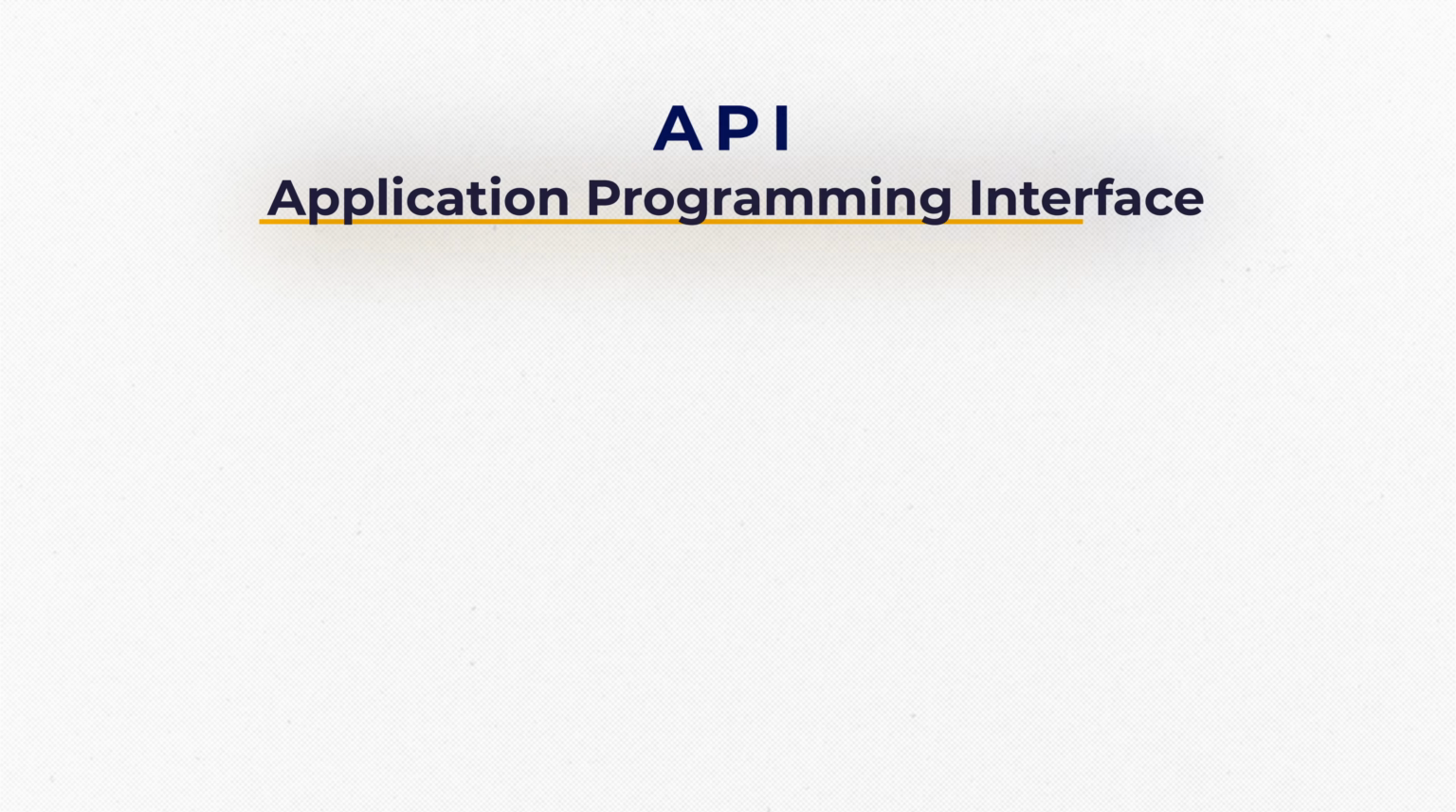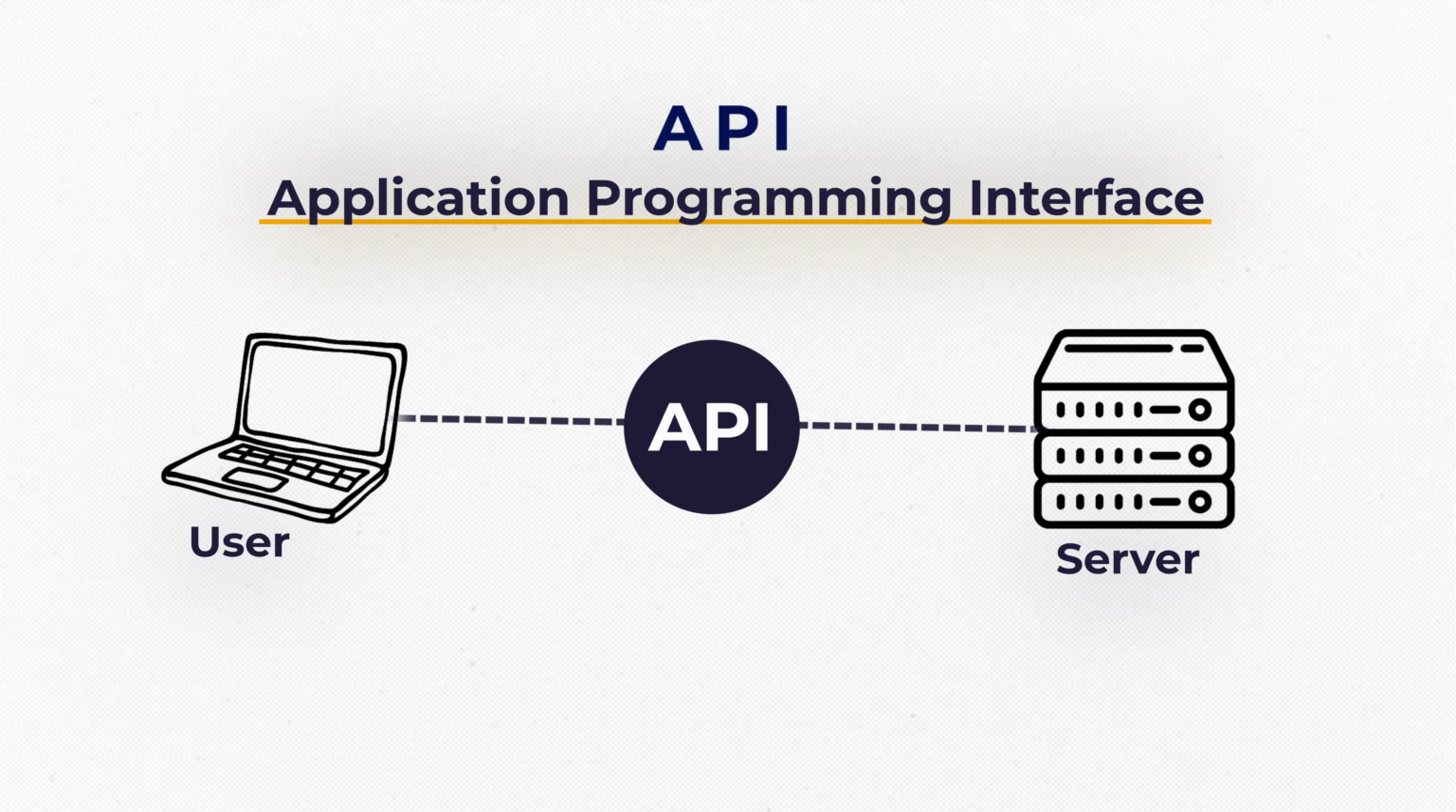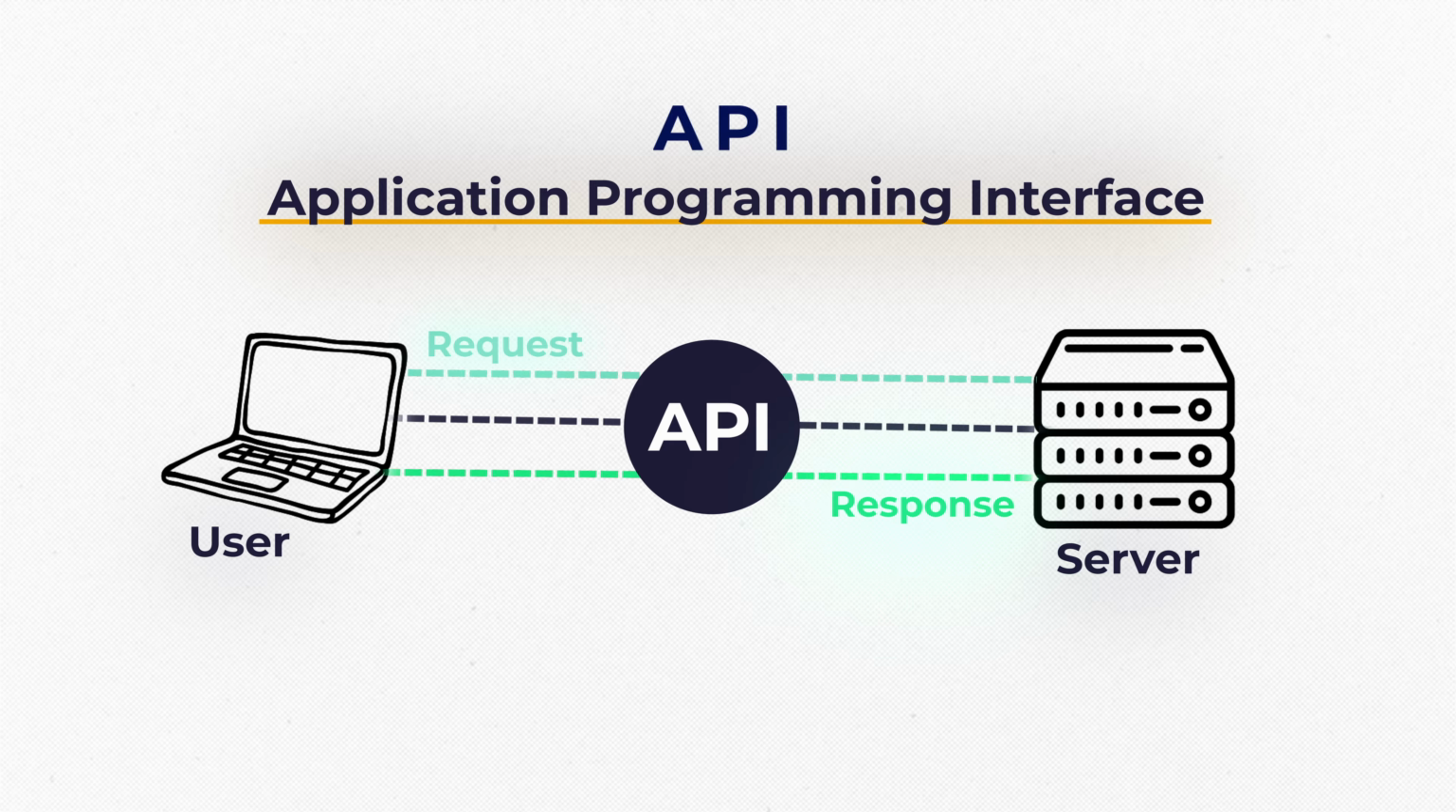API stands for Application Programming Interface. API, in other words, is a doorway. It's how different software connect to each other and call on each other. One software sends a request, the other software gets a response. It's structured, repeatable, and reliable.